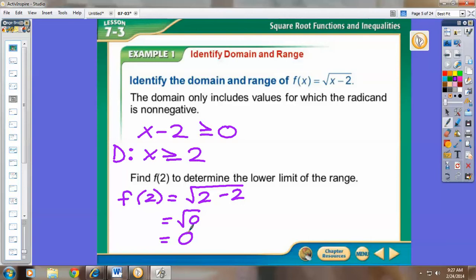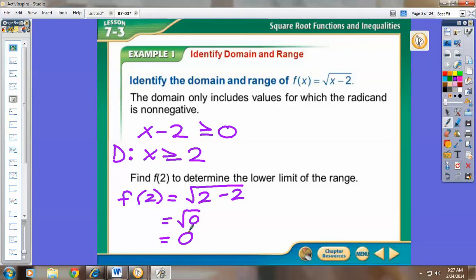And we'll get to the inequality here. Let's talk about this, because we put in 2, we're going to get out 0. Well, what if we put in 3? What are we going to get out? 1. 3 minus 2 is 1. The square root of 1 is 1. So my smallest input is going to be 0.